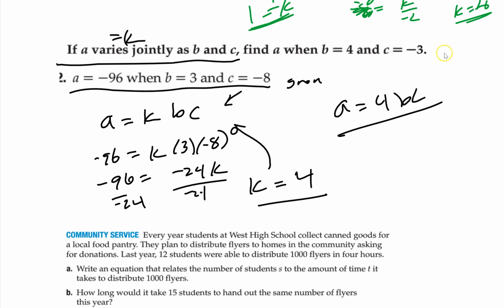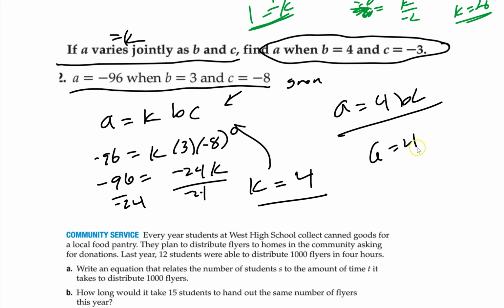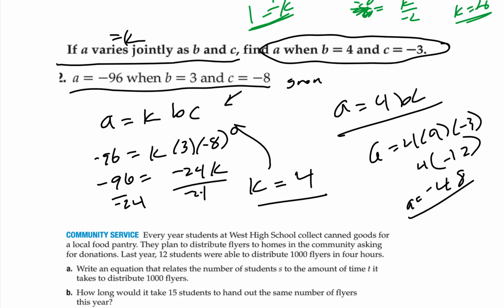What do we do next? We plug in what they want. Find a when b equals 4 and c equals negative 3. So a equals 4 times 4 times negative 3. So I get negative 12 times 4, or negative 48. Right? So that's a kind of good review. We've been doing stuff like that, but it's the same thing, right? Varies is always equals k. Jointly means they're both on top. And always the same thing. Find your k with the given. Once you find that, you have an equation, and you can solve anything you want.